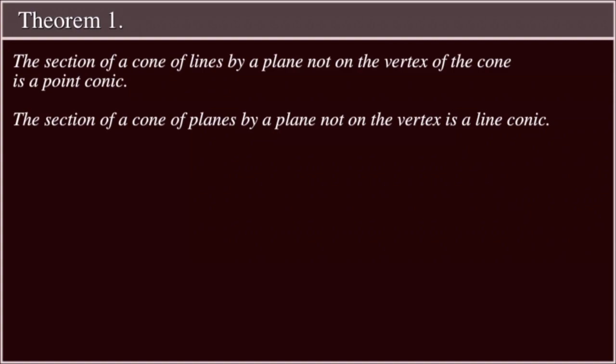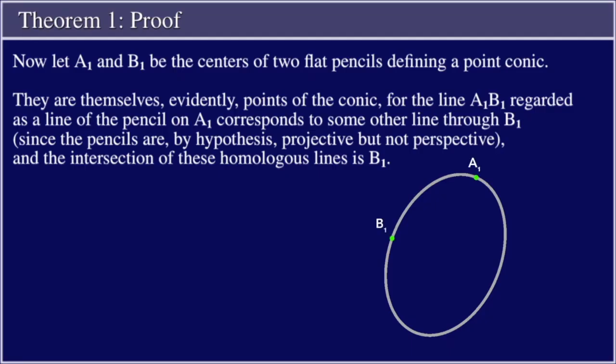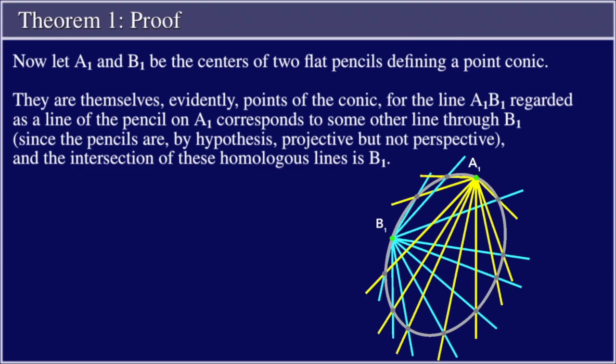Theorem 1. The section of a cone of lines by a plane not on the vertex of the cone is a point conic. The section of a cone of planes by a plane not on the vertex is a line conic. Now let A1 and B1 be the centers of two flat pencils defining a point conic. They are themselves, evidently, points of the conic, for the line A1B1, regarded as a line of the pencil on A1, corresponds to some other line through B1, since the pencils are, by hypothesis, projective but not perspective, and the intersection of these homologous lines is B1.